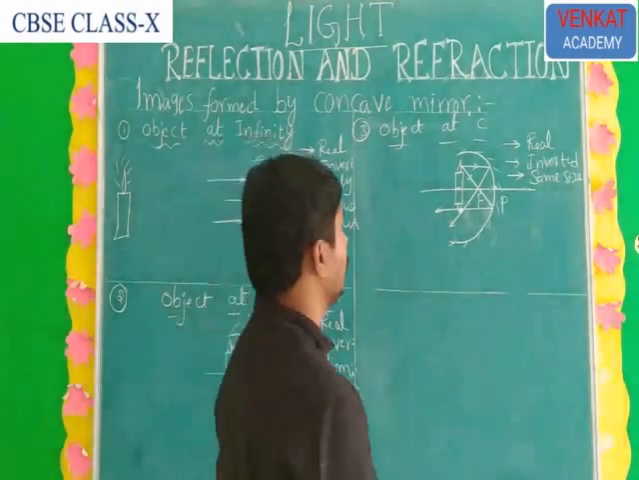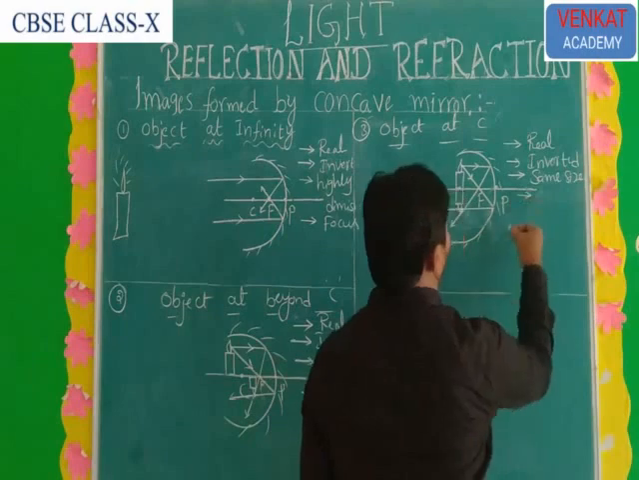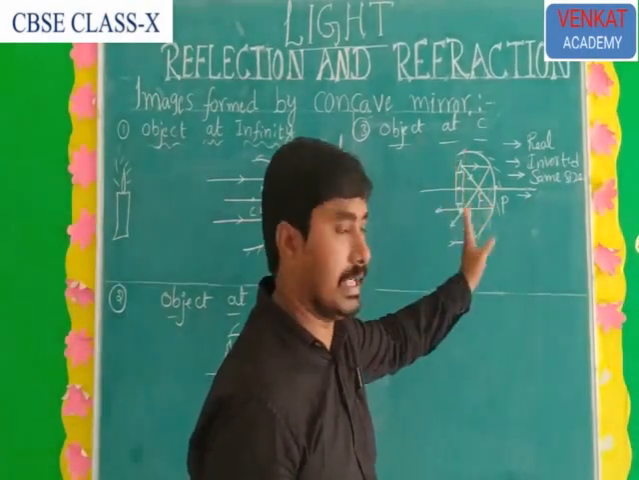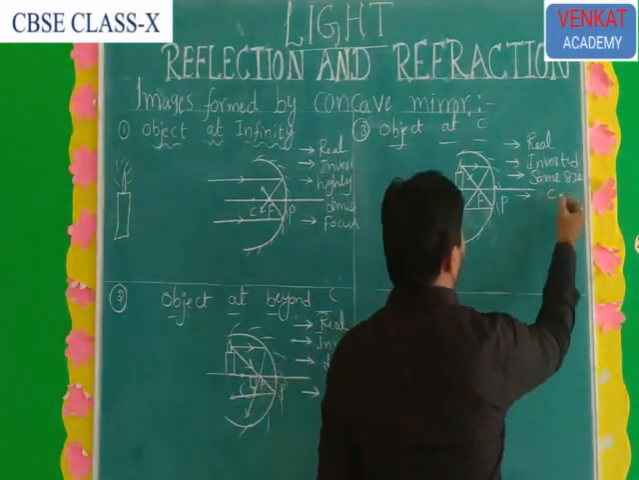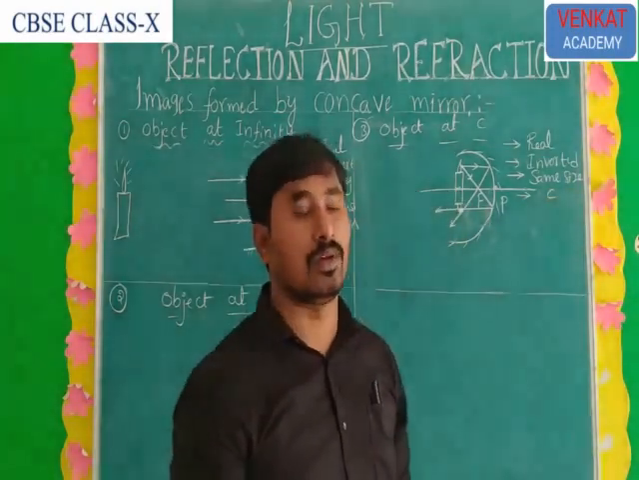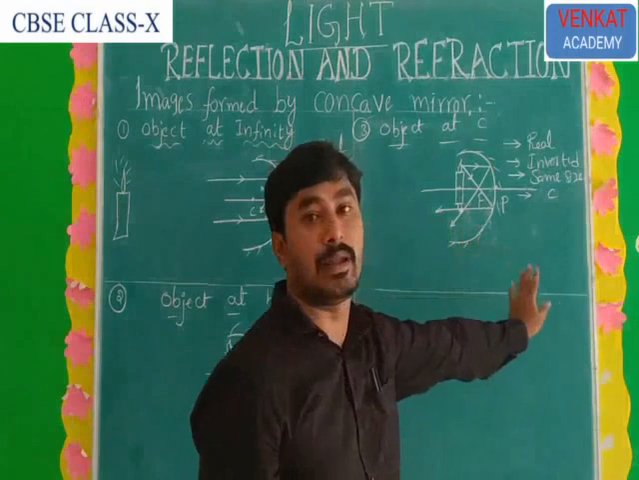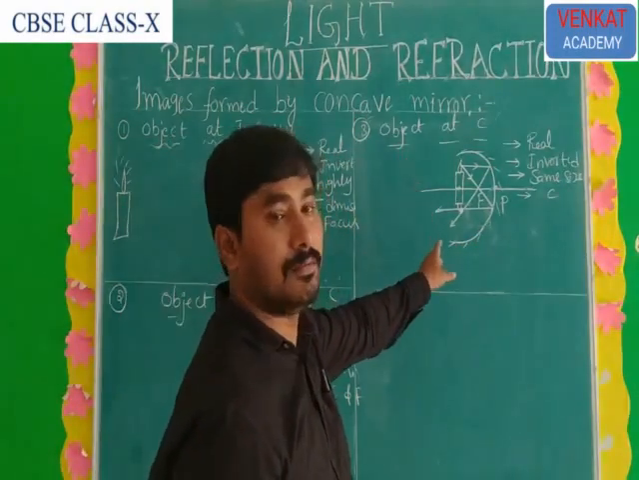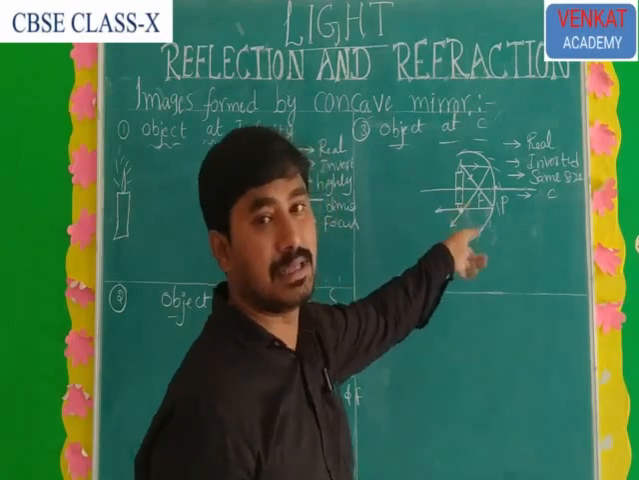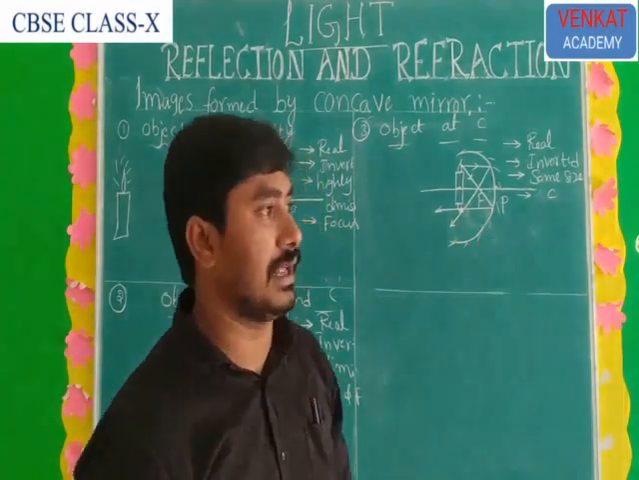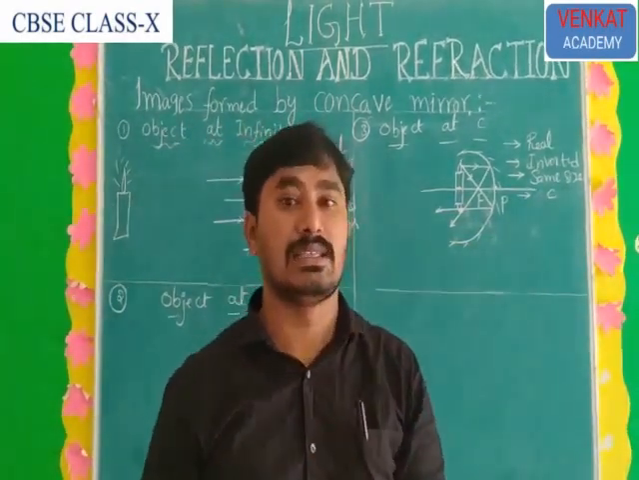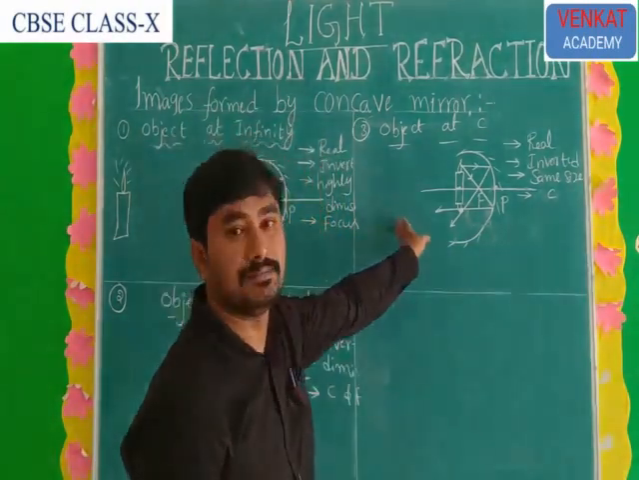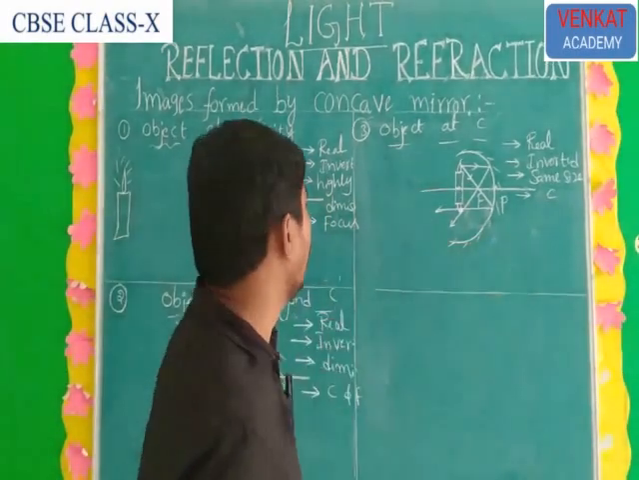And next, what about position? Position of the image: the object is at C, the image is also placed at the same C only. So the image is formed at C. So this is a special condition in the concave mirror. Why is it a special condition? Because the object and image are both formed at the same place and the same size. So they may ask a question like, in which condition are the object size and image size both the same? That is the third condition. Understand, students? Yes.